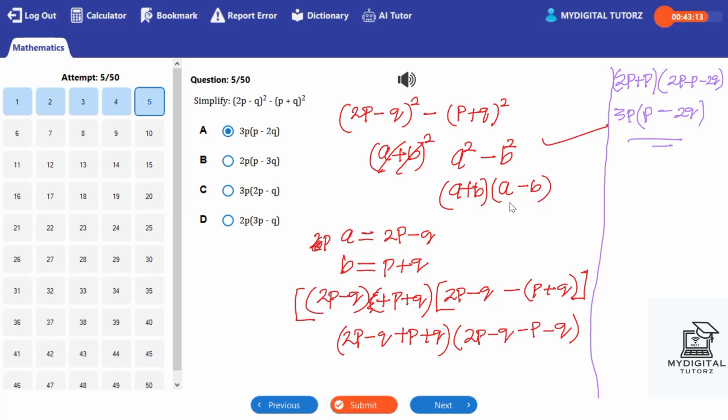Is that understood? So that is where we're going to stop for today. We're going to continue from here in our next class.